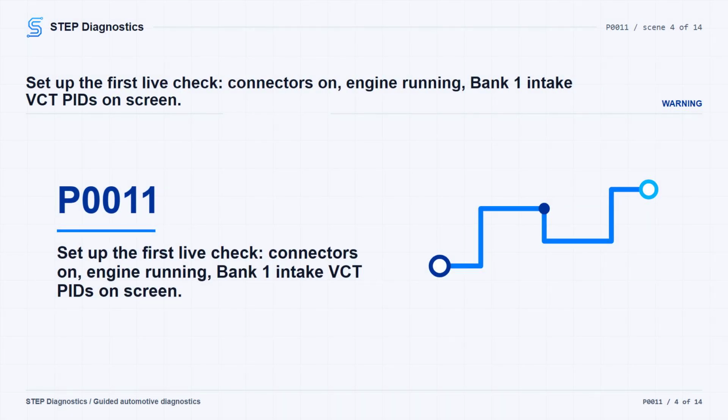For P0011, the first active check is VCT operation. Connect any disconnected VCT solenoid connectors. Turn the ignition on, start the engine, and monitor the Bank 1 intake VCT actual and difference PIDs. VCT INT Act 1 in degrees and VCT INT Diff 1 in degrees.